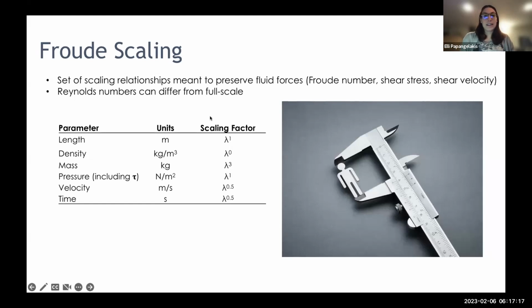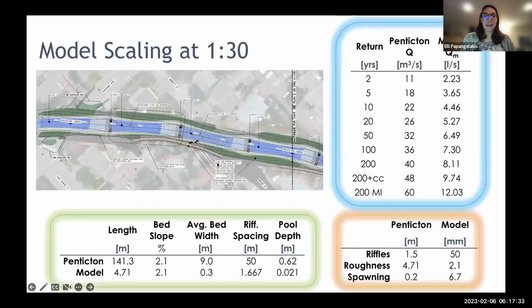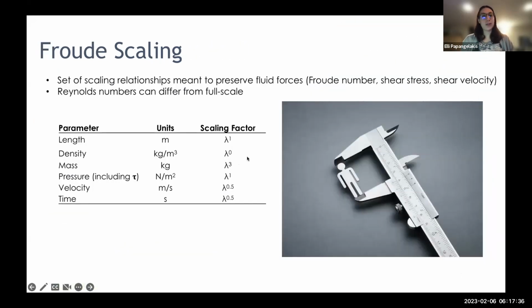This list here is showing an example of the scaling factors. For example, your length is scaled to 1. So if you want to do a 1 to 30 scale, your length will just be 30 times smaller. It's a pretty simple relationship. You'll notice things like density isn't scaled at all, so you use the same density of sediment in both cases. However, things like velocity and time are scaled to the square root. So you start getting much shorter experiments in the flume that represent real life. And you have to keep in mind all these scaling factors as you design your experiments.